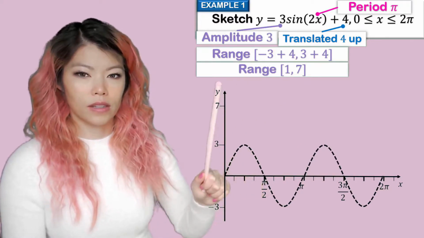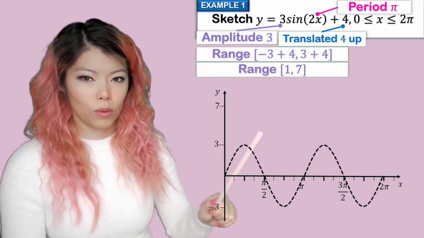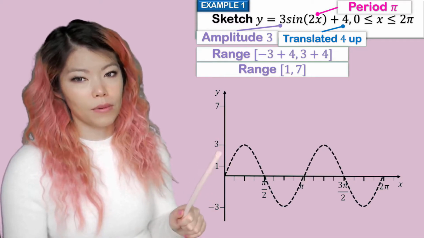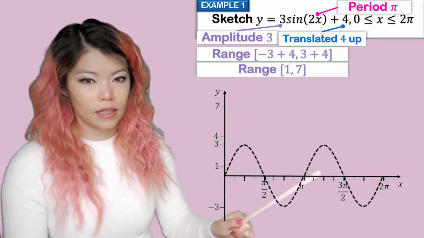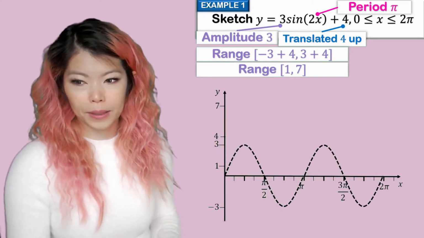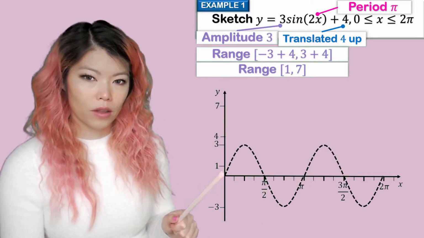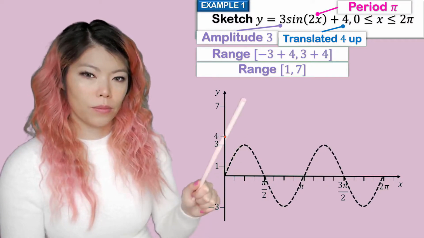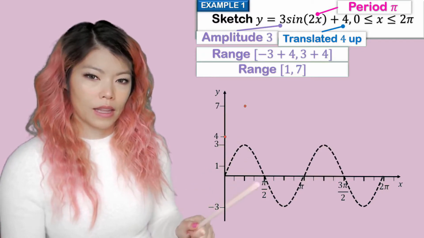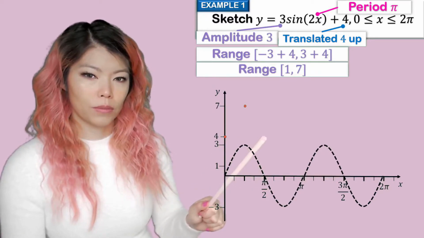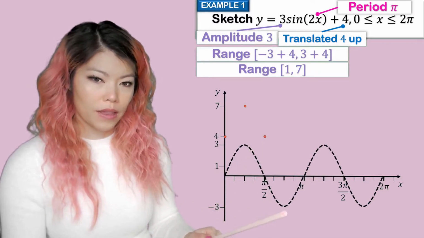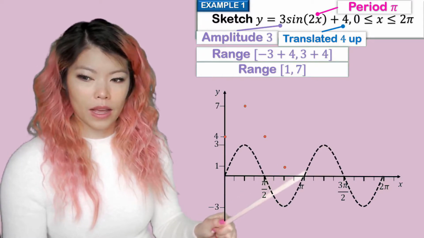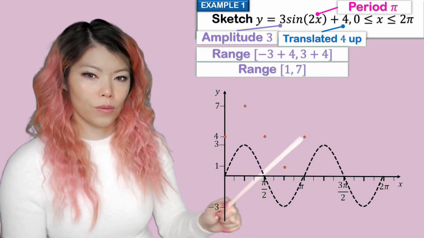We know that the range is 1 to 7, so the highest point will be 7 and the lowest point will be 1. Halfway between 1 and 7 is 1 plus 7 is 8, divided by 2 is 4. So all these x-intercepts will be on the 4 line. Let's move these dots. That dot will be at 4. That point there, 3 plus 4, is going to be at 7. The x-intercept, 0 plus 4, will be at 4. That point there, minus 3 plus 4, will be at 1. That point there, 0 plus 4, will be at 4. Now we sketch.